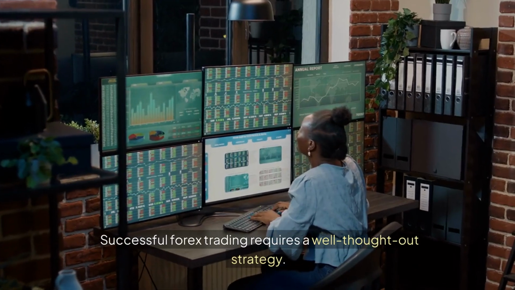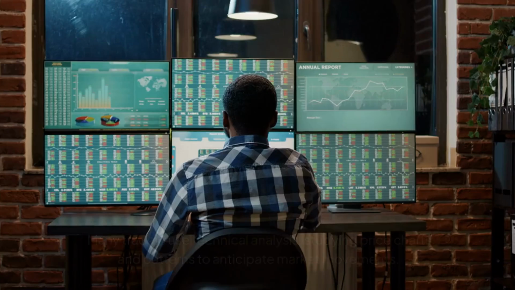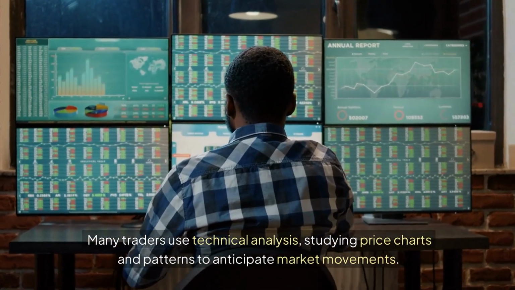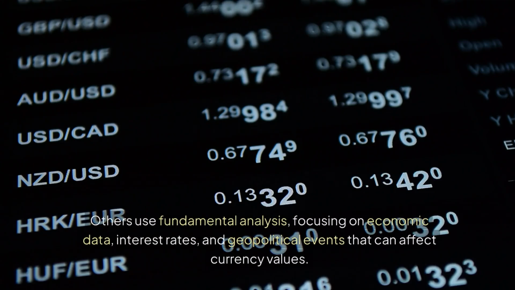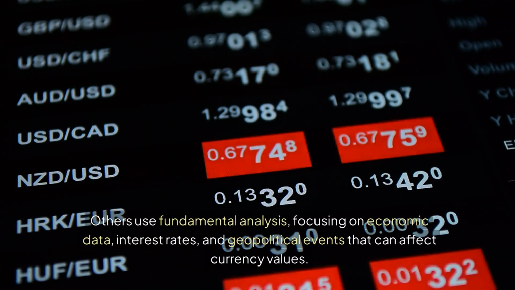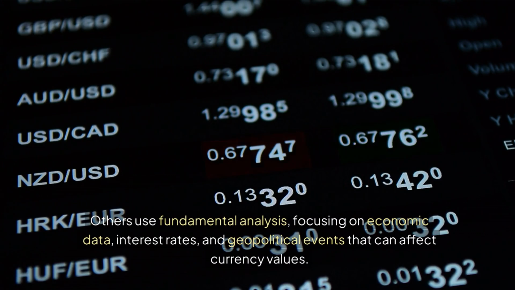Successful forex trading requires a well-thought-out strategy. Many traders use technical analysis, studying price charts and patterns to anticipate market movements. Others use fundamental analysis, focusing on economic data, interest rates, and geopolitical events that can affect currency values.